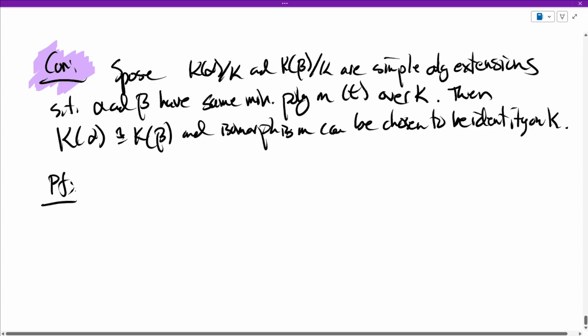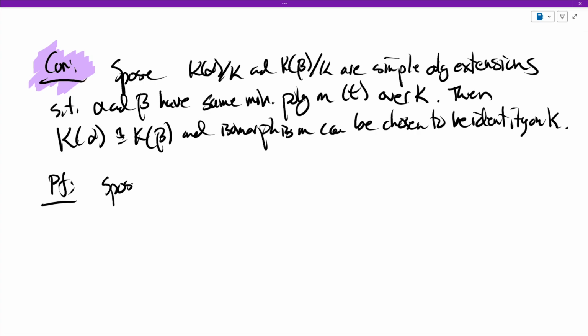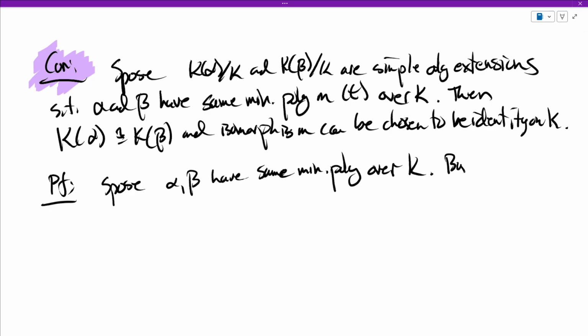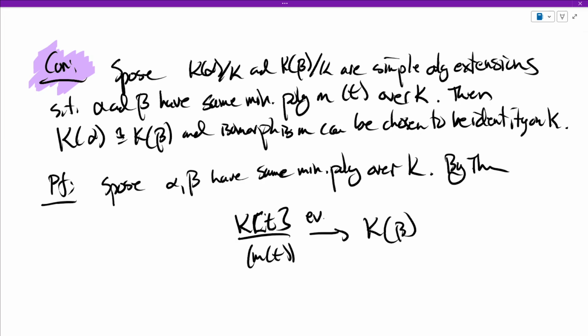Proof. Suppose again that alpha and beta have the same minimal polynomial over k, and then what? Well, by the theorem, there's two isomorphisms. There's one which evaluates t at beta, and there's another which evaluates t at alpha. Both of these are isomorphisms.